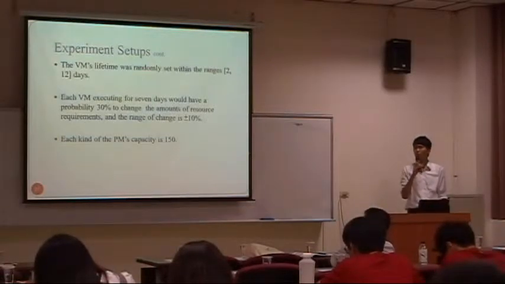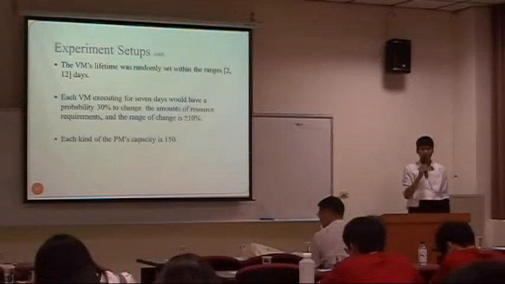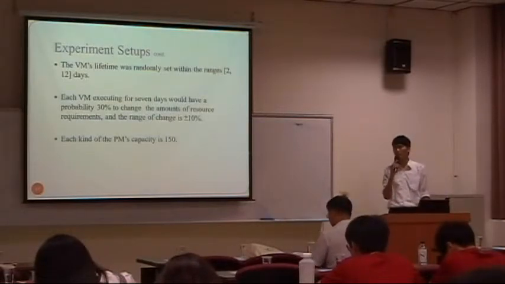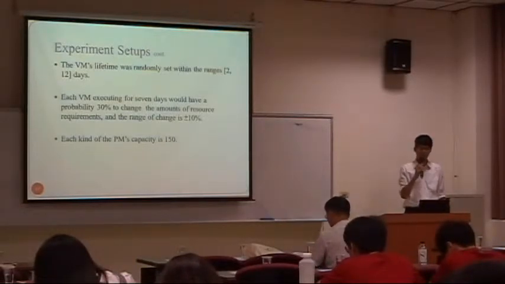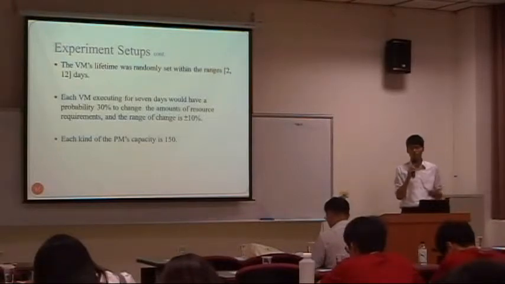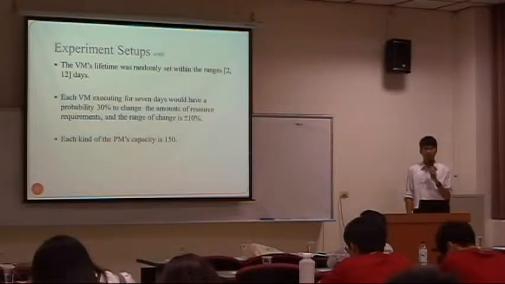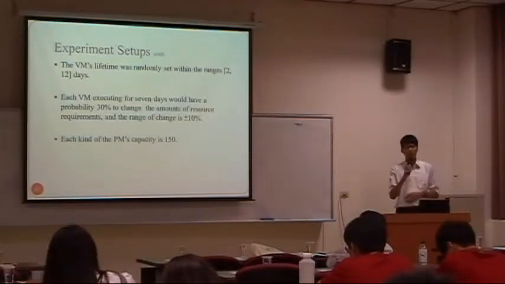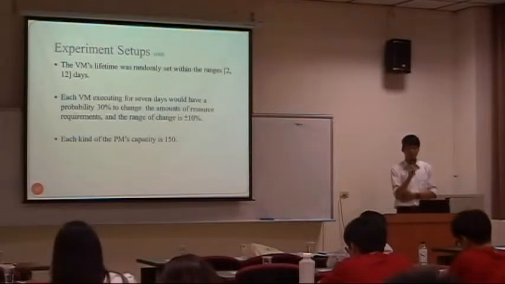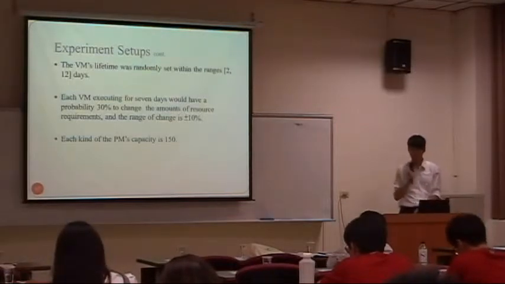Each virtual machine executing for 7 days will have a 30% probability to change its resource requirements, and the range of change is plus or minus 10%. Each kind of CPU capacity is 150.